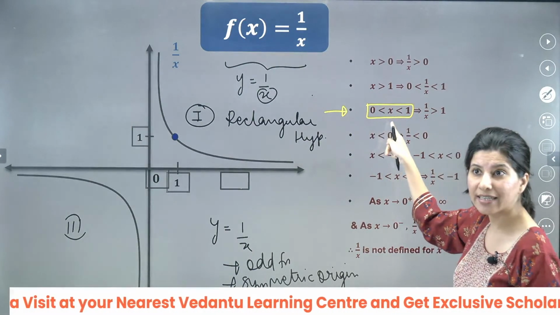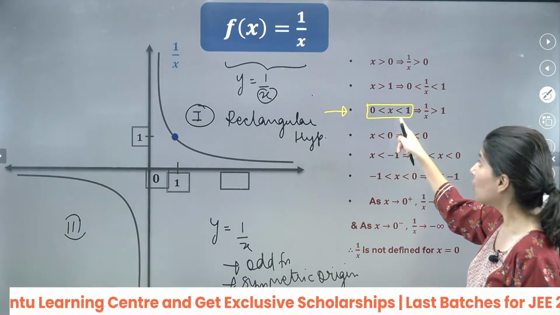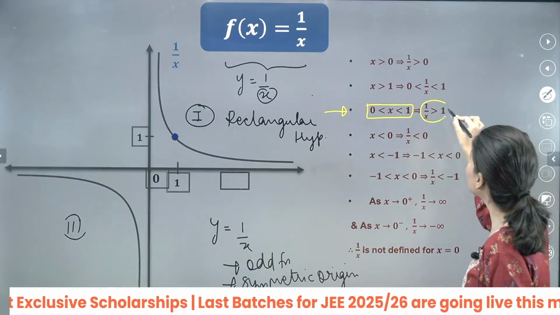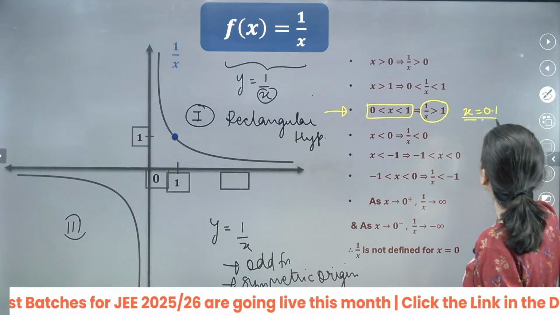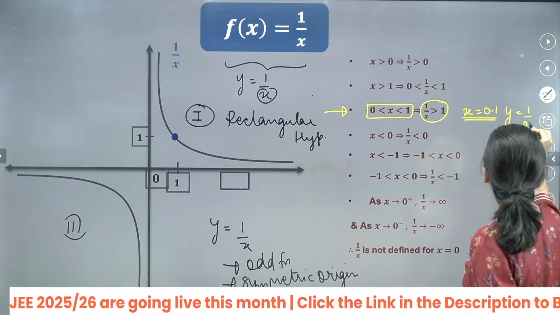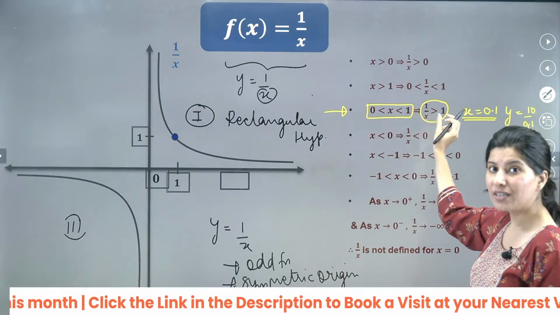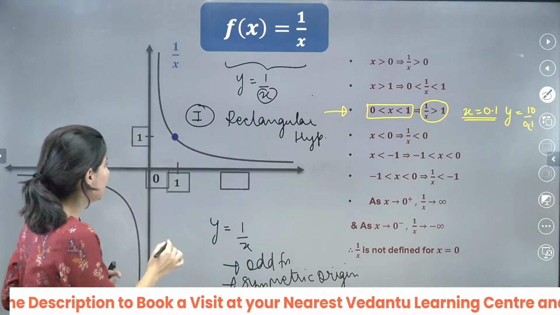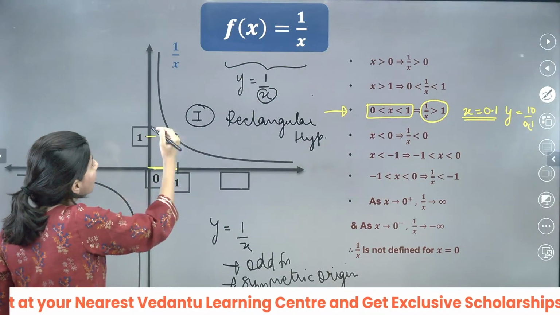Did you notice your x's fraction over here? Whenever your x is a fraction, what does that mean? That your y, which is 1 by x, is going to be greater than 1. Take an example. When you have x equals 0.1, your y will be 1 upon 0.1, which is 10. So did you notice? X is a fraction and y is greater than 1. So if x is a fraction, between 0 to 1, you will get all the values which are greater than 1.